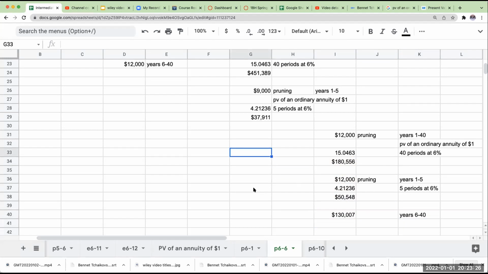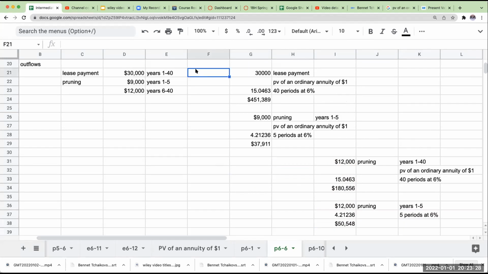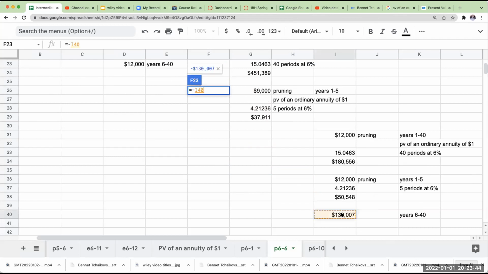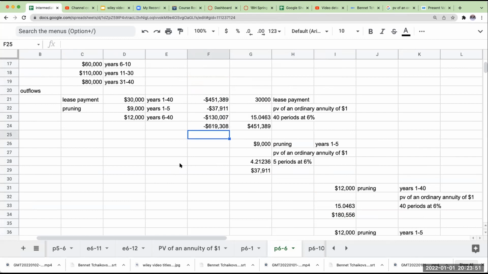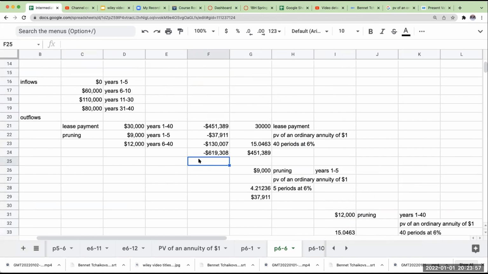Okay, so this one over here. So if I look at the present value costs, right? What is the cost of this over the 40 years? I'm going to have an outflow over here of 451. The outflow over 40 years here is going to be 37. And then the outflow over here is going to be a total of 130,007. Little bond tribute there. Okay, so my total outflows, the present value of my outflows is 619,308. Now, that's how much I'm going to have to pay out in today's dollars over the next 40 years.